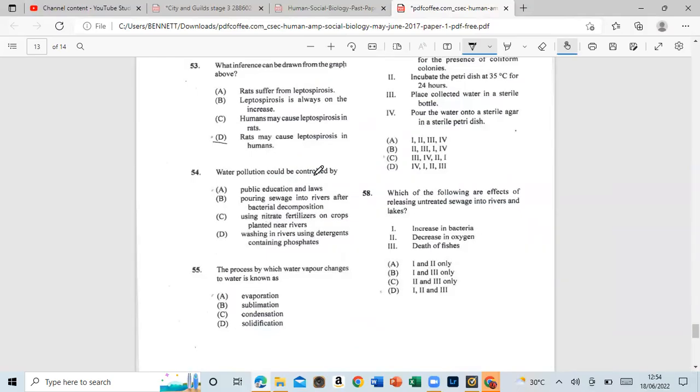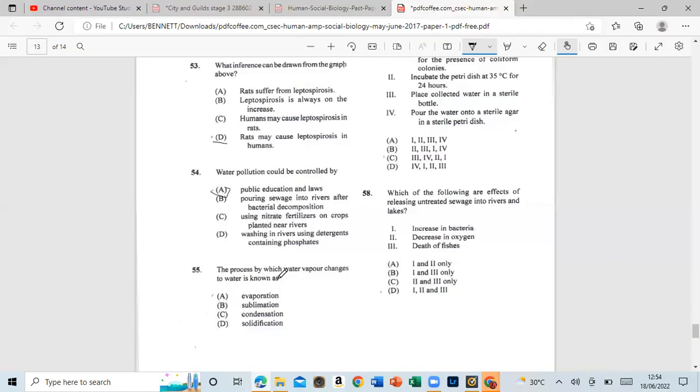Let's move on to 54. Water pollution can be controlled by A. Public education and laws, B. Pouring sewage into rivers above bacterial decomposition, C. Using nitrate fertilizers on crops planted near rivers, or D. Washing river using detergent containing phosphates. And that's A. Public education and laws.